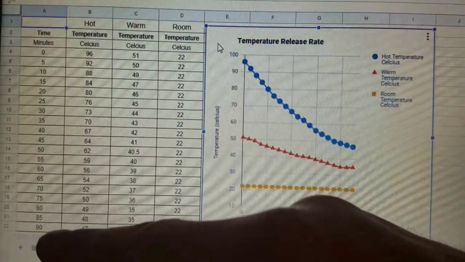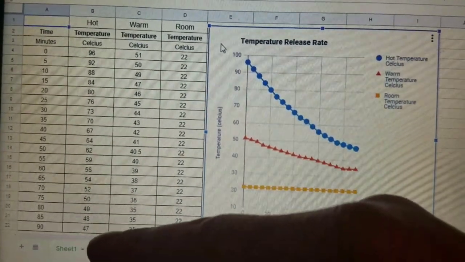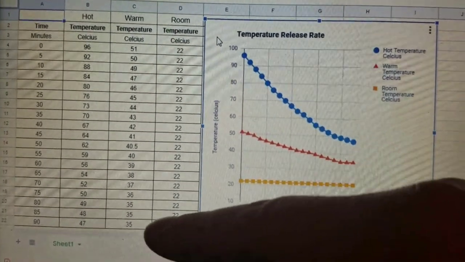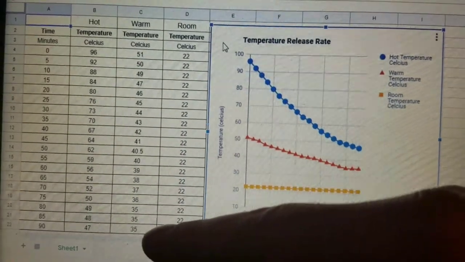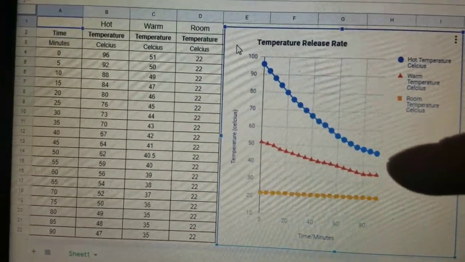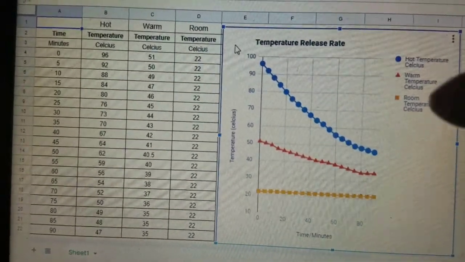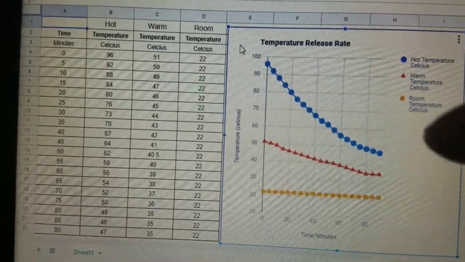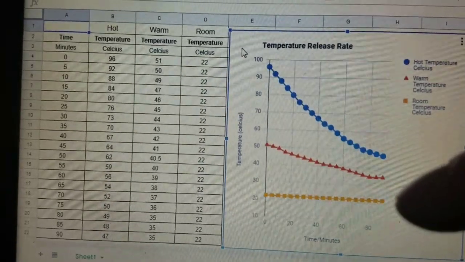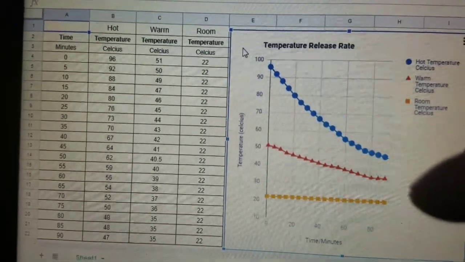After 90 minutes, hot went down to 47 degrees and warm went down to 35 degrees. This is the trajectory of that data, blue being the hot temperature and red being the warm temperature. Room temperature staying constant at 22 degrees.